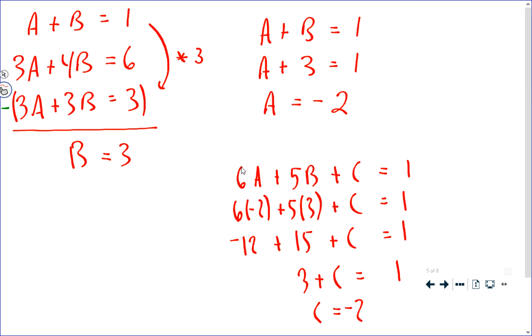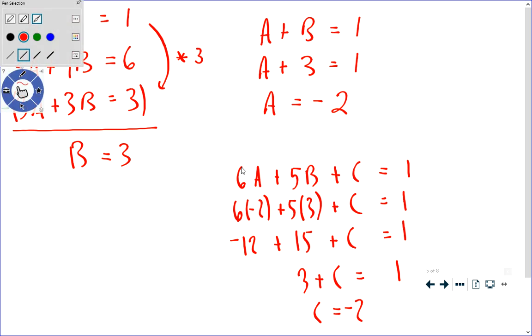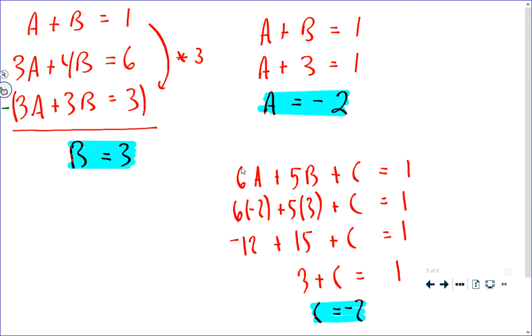I've determined the three values a, b, and c. b is 3, a is -2, and so is c, -2.